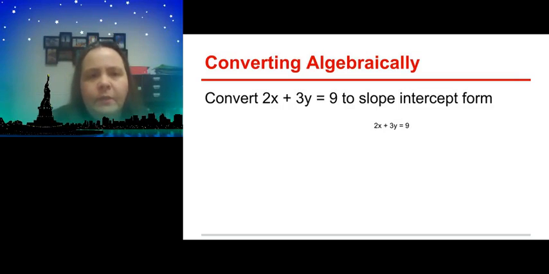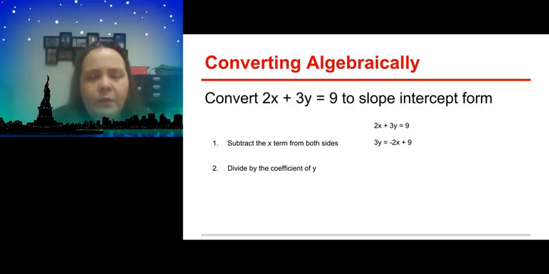The first step in doing that is to get that 2x over to the other side. So we're going to subtract the x term from both sides. When we do that, we're left with 3y equals negative 2x plus 9. That x term, when it's subtracted from both sides, cancels on the left-hand side, and it shows up on the right-hand side as negative 2x. Then we're going to divide by the coefficient of y. In this case, that is 3.